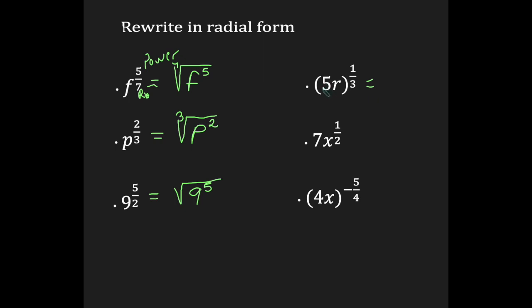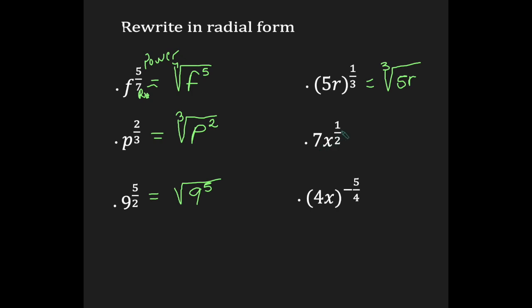Over here, I have 5r, everything in parentheses, raised to the 3rd power. So I'm going to draw my root. Now I'm going to put 5r. Now I'm not going to use parentheses because your power is a 1. So we don't need parentheses. If your power is greater than 1, then you're going to need parentheses. And my root is going to be 3.